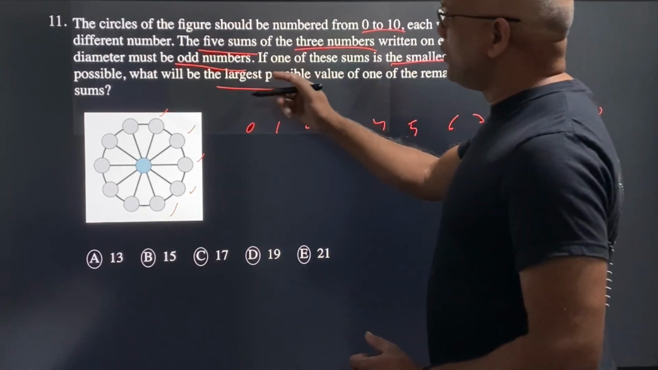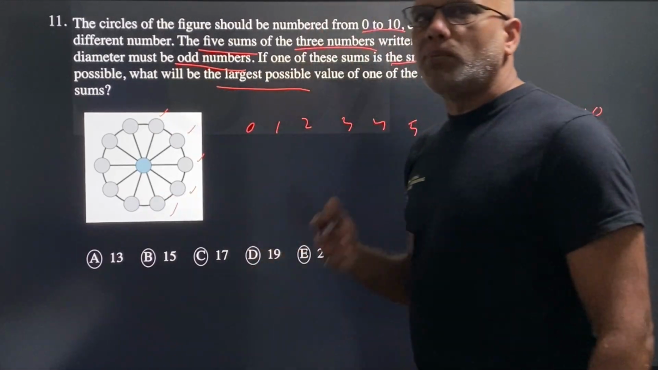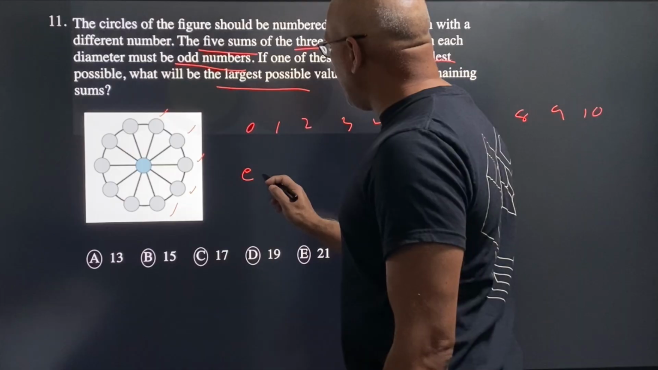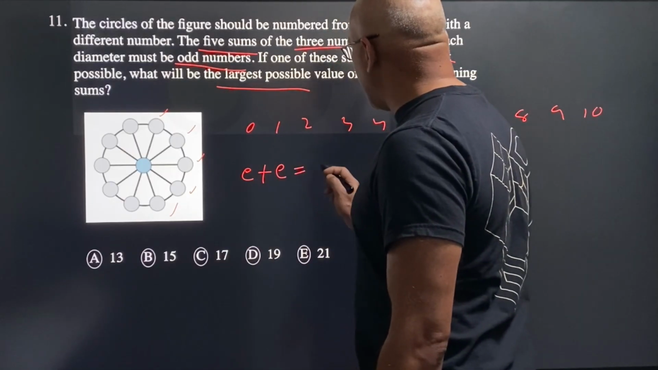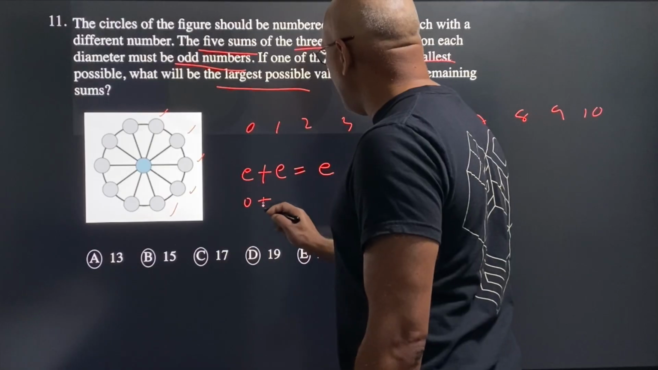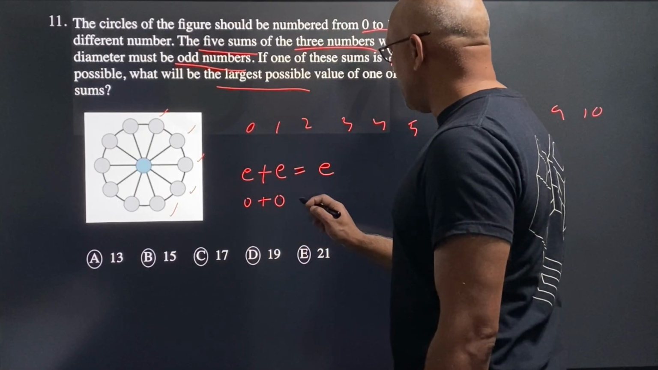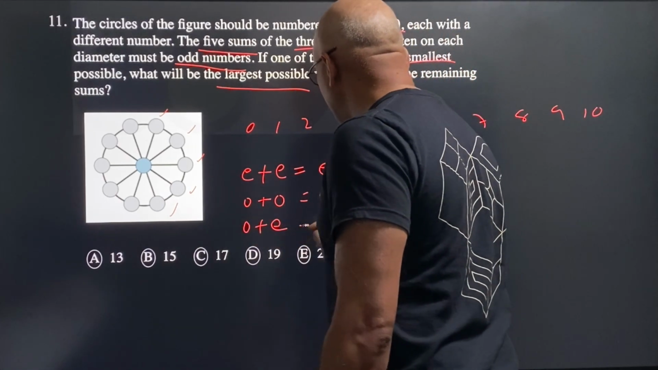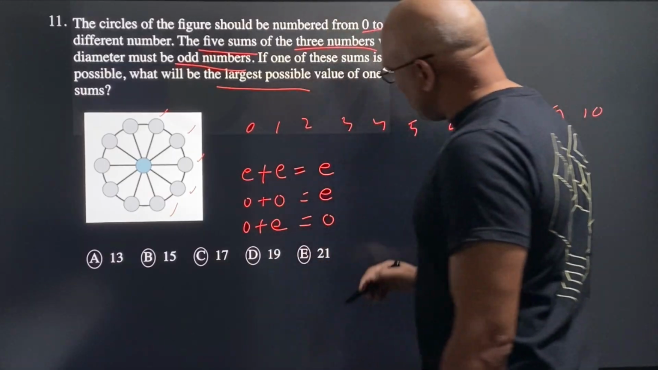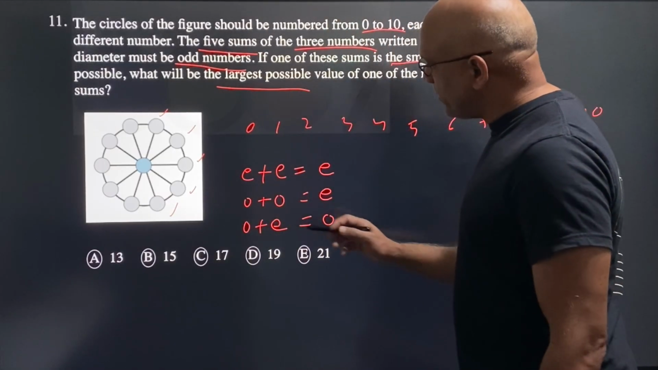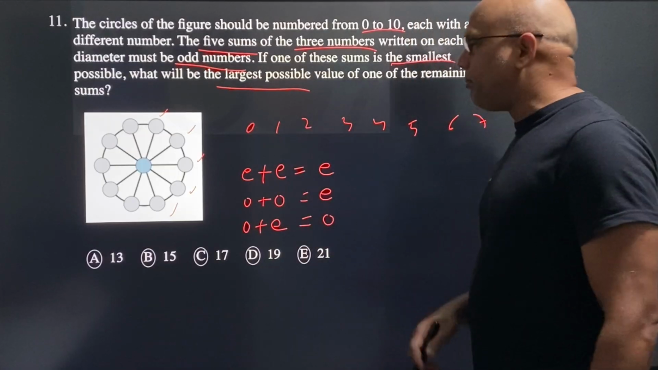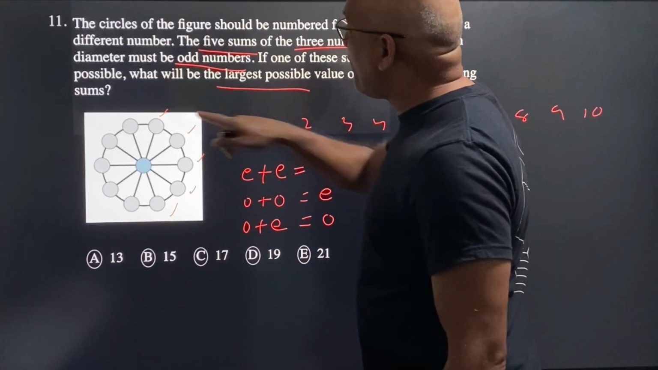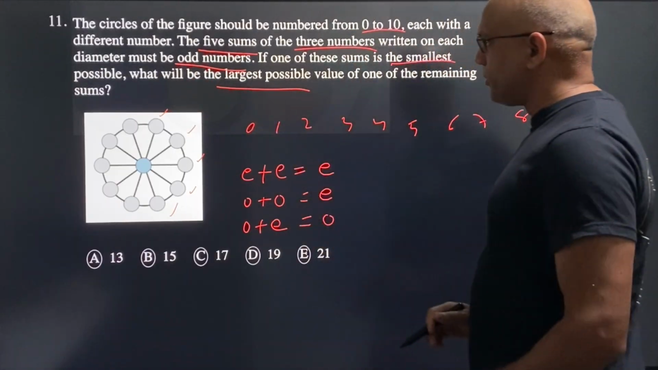So it says that the sum of 3 numbers must be odd. So how do I get odd numbers? If I add even and even, I get an even. If I add odd plus odd plus odd, I get an odd... an even, sorry, odd plus even is odd. So the only way I get an odd sum is I add an odd number with an even number. So all the 5 sums are odd numbers.